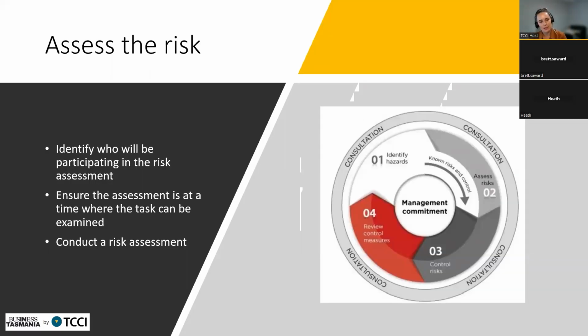We then need to assess the risk. So once we have identified our hazardous manual tasks, we then need to identify who will be participating in the risk assessment. Again, you need a good representation. You need workers, managers, supervisors. If you've got a health and safety committee, great, get them involved. If you don't, all good. Ensure the risk assessment is at a time where the task can be examined. So there's no use going over to a machine that's not operating that day, that you can't actually watch people move or conduct the work how they usually would. And also we'll be writing this in a formal risk assessment, like on a piece of paper as well.